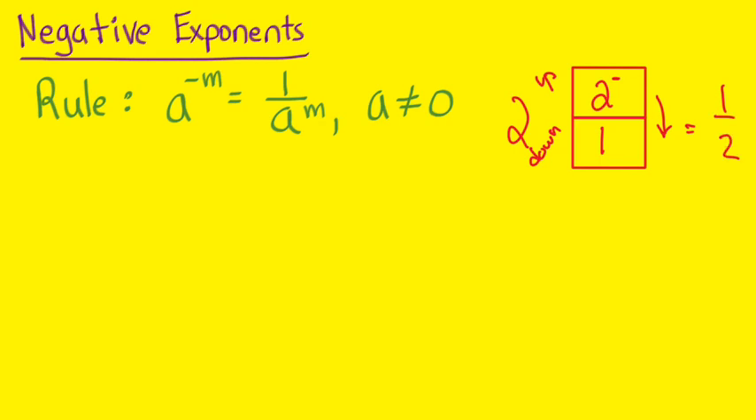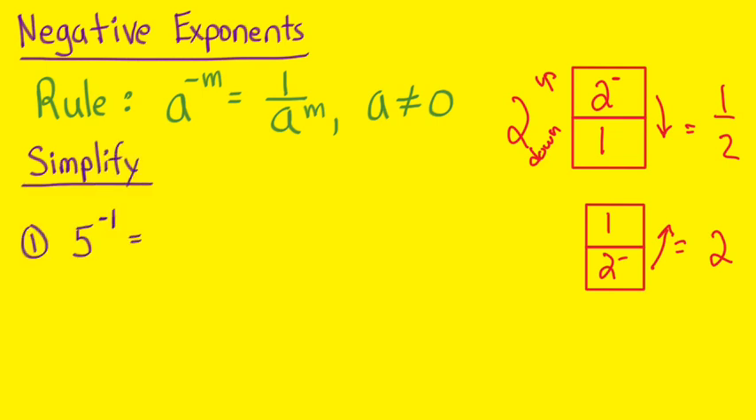If I had this exponent, if I had it like this instead, 1/2 to the negative 1 power, then it would go upstairs and it would equal 2. So when we simplify this, if I have 5 to the negative first power, that's just going to be 1/5. Right? Because I'm just taking the ticket.